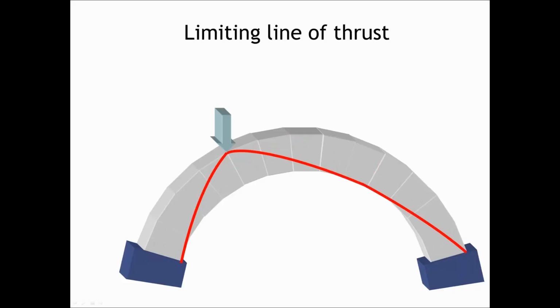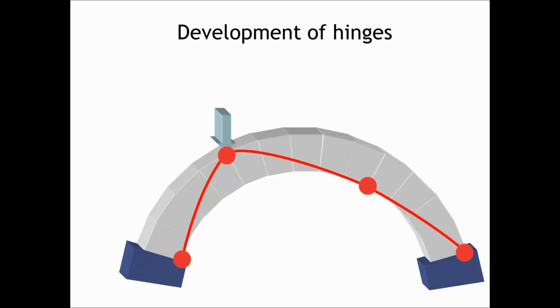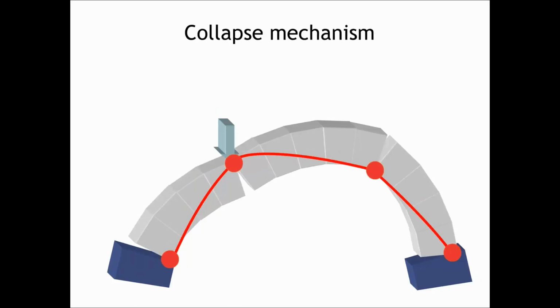However, what we do know is that when we apply, for example, an eccentric load to our arch, and we continue to increase that load, we will get to a point where we can only just fit that red line of thrust within the thickness of the masonry. So that's our limiting line of thrust, and beyond which we will get hinges forming and we will get collapse.